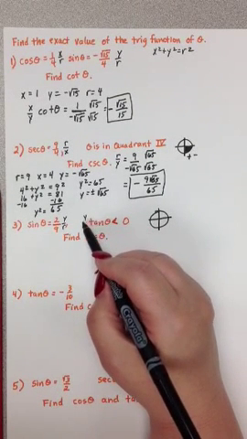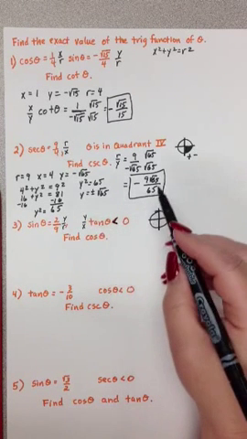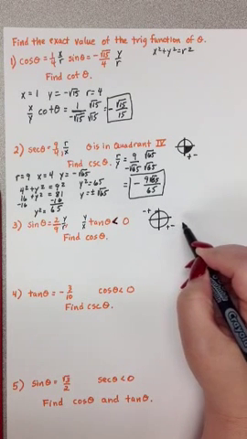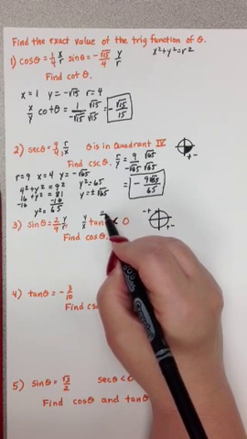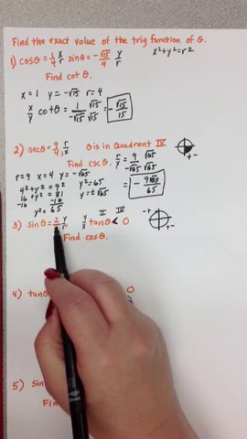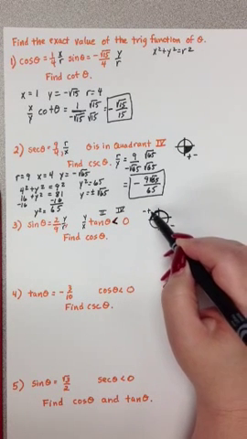Remember, tangent is y over x, so it's negative where the signs are different, and the signs are different in the second quadrant and in the fourth quadrant. So this has to be the second quadrant or the fourth quadrant. Where is sine positive? Sine is positive in the upper hemisphere, so that's quadrants 1 and 2.